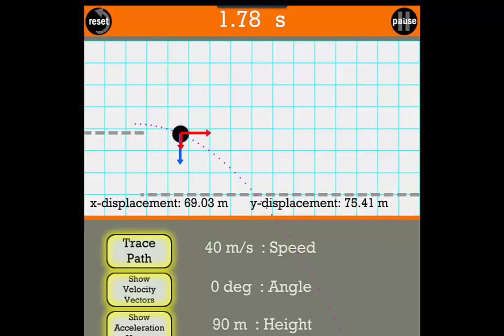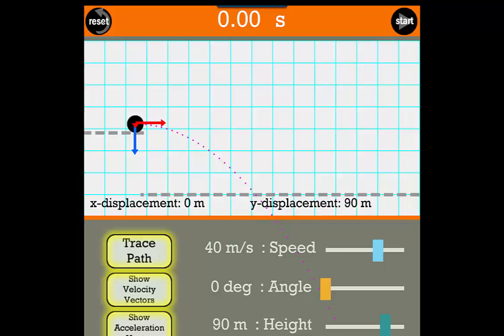You can see that as it goes, we have quite a change in what's happening. The acceleration vector has not changed the entire time because it's still just acceleration due to gravity. The velocity vectors, however, notice that we now have two of them. We have a horizontal and a vertical one. Let's play that one more time.